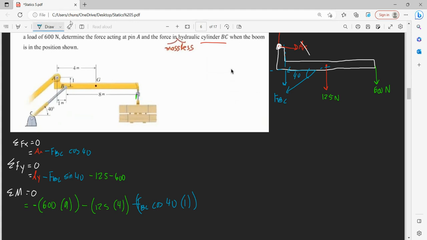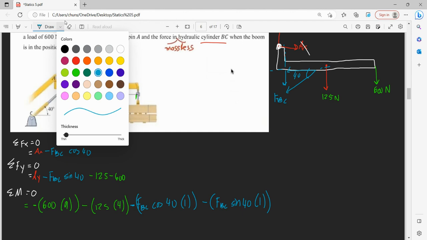Sorry, I forgot to add direction. Also clockwise. All right, and we have our downward force of FBC sine 40. And this is at a horizontal distance of 1 meter as well. And we don't need to use our AX and AY because that is the point of our measurement. So let's start solving.